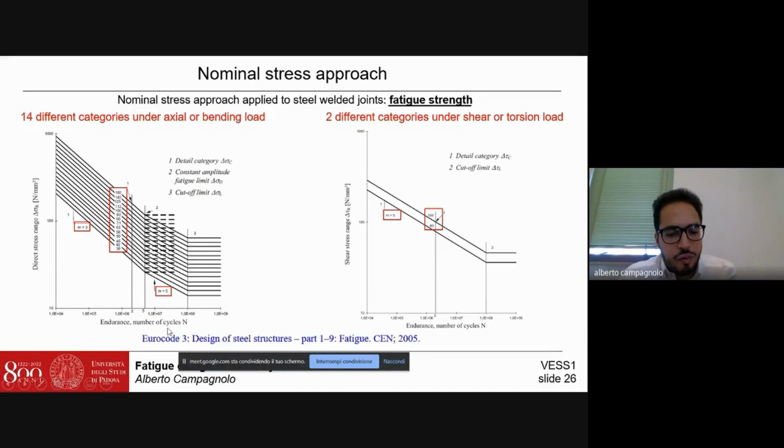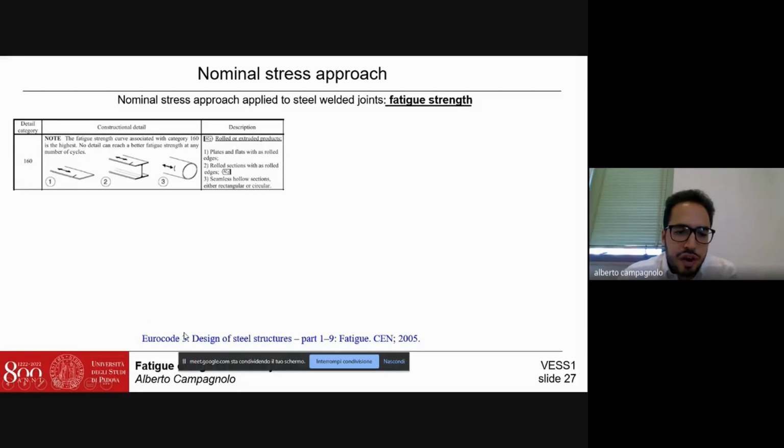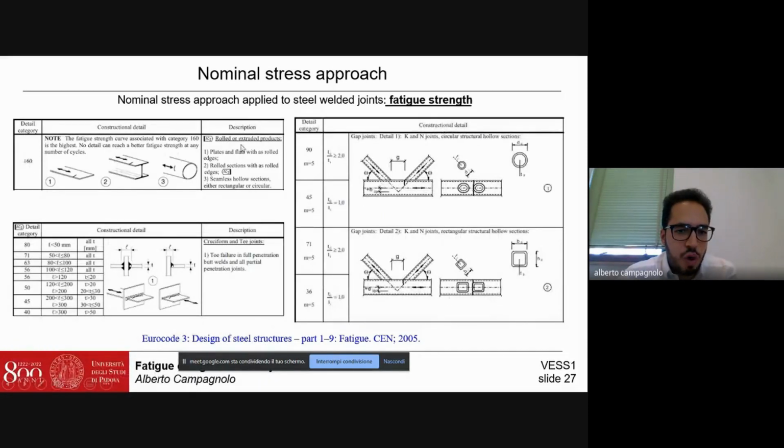This example is taken from Eurocode 3 for steel welded joints. We can see that different categories are suggested, for example, for rolled unwelded products, which is equal to 160 megapascal, while for cruciform or T joints, as reported in this figure, we have a category between 80 and 40 megapascal as a function of the thickness. Again, for example, for K joints, we also have different categories, and in some cases also a modification of the slope. So we have to check carefully the standards and recommendations to take the right parameters.